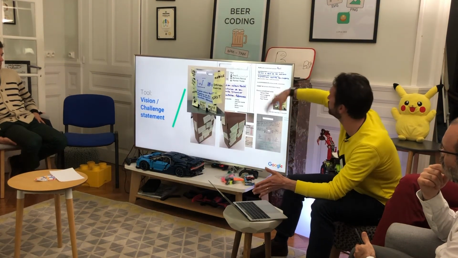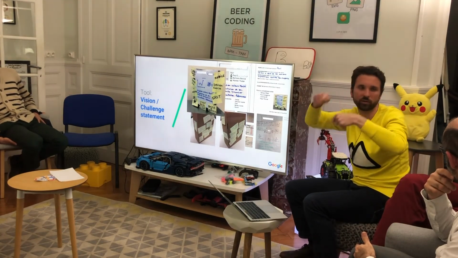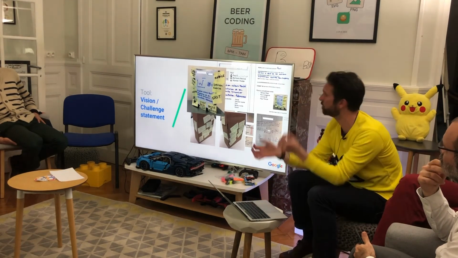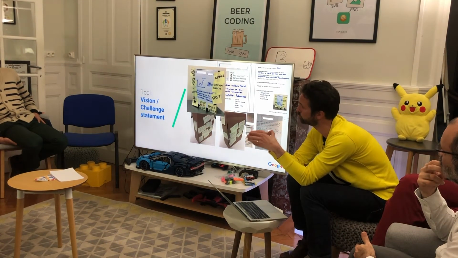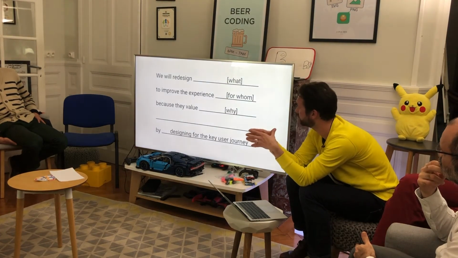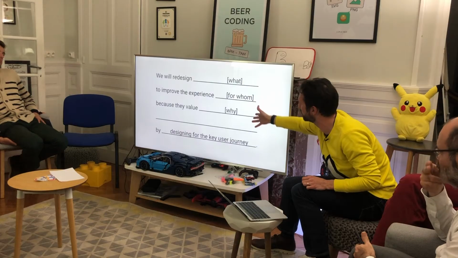Okay, so you did all your personas, you tried to invent your user journey for every persona, what they will do in your product and when and so on. And then the idea is to focus on one piece of the problem. A key moment that you think is very critical to solving the problem you are trying to solve. And for this very key moment, you will write this sentence. So you will redesign something, the key moment, to improve the experience of a user that you will select because they value whatever you want them to value.